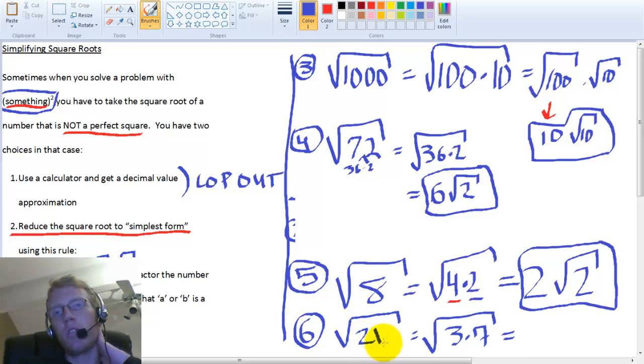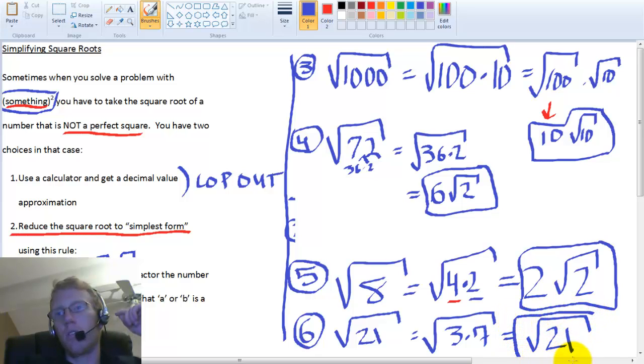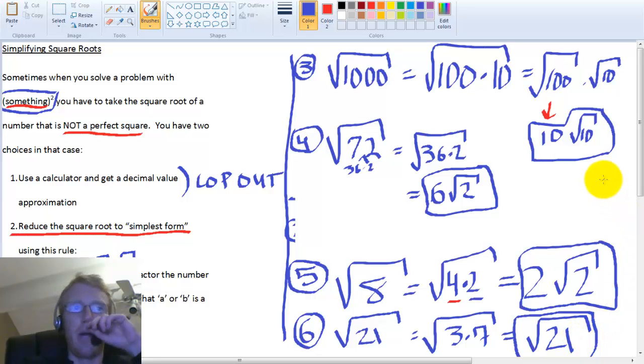So you can only reduce the square root if, when you factor it, you get perfect squares. If the number here is a product of things that are not perfect squares, then you can't simplify it, and you're stuck just leaving it as the square root of 21. So square root of 21 is already in simplest form. Alright, so this is how you simplify square roots.